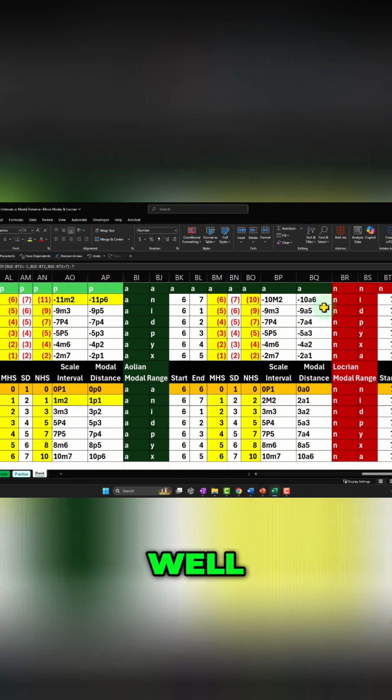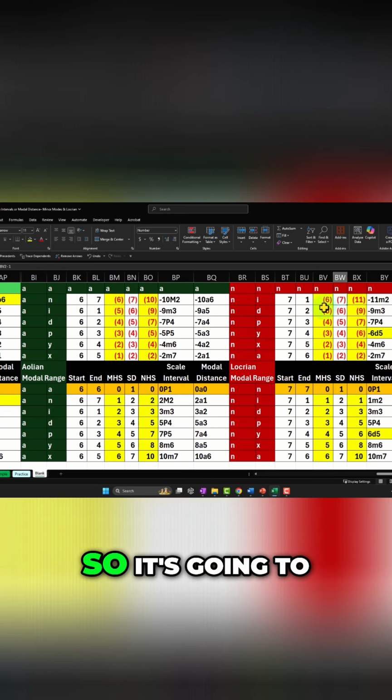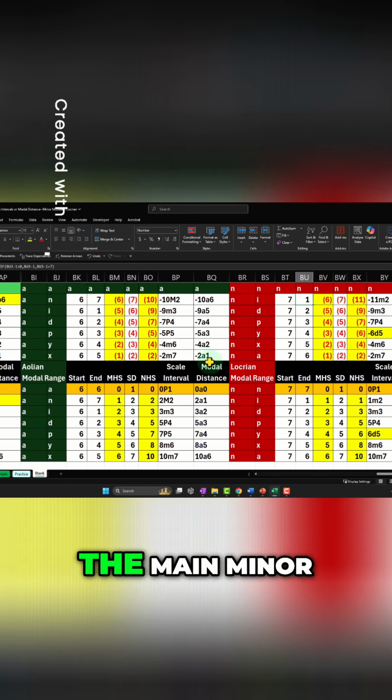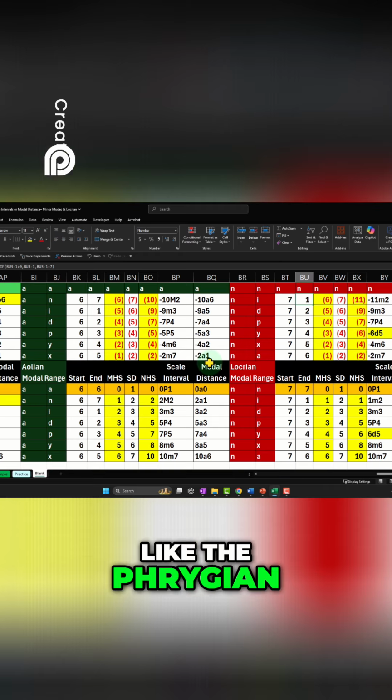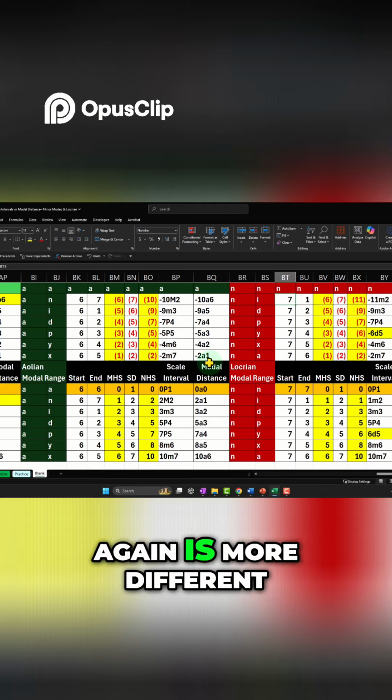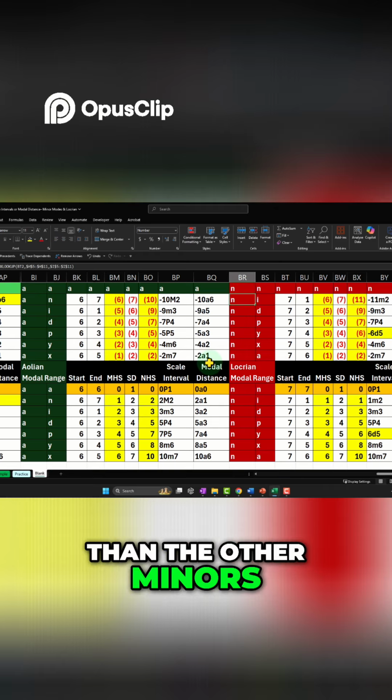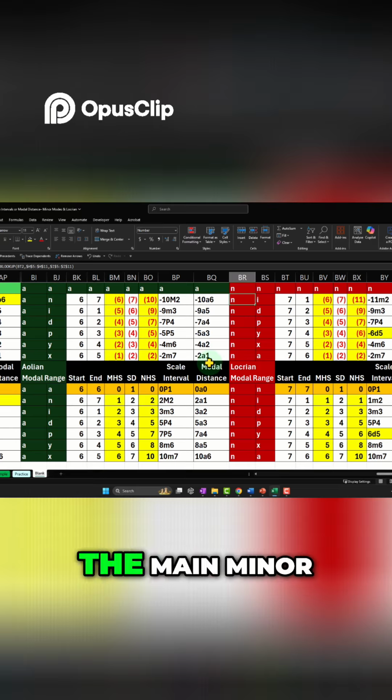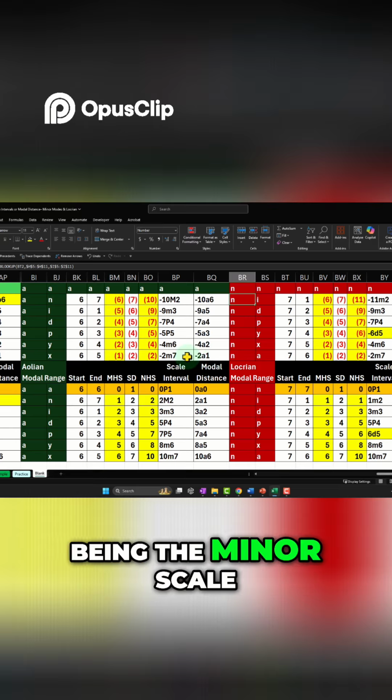What about the Locrian? Well, the Locrian's crazy, so it's going to be more minor than the main minor. It's going to be like the Phrygian, right? That's why the Locrian, again, is more different than the other minors. It has two intervals that are different than the main minor, being the minor scale, the Aeolian.